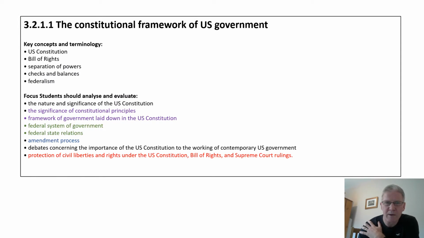Okay, as you can see here, the specification shows this. Because it talks, as you see in the purple there, about the principles and the framework. It talks about the federal structure, and you have to understand this. It talks about the amendment process and how it can be changed, whether or not that works or it doesn't work. The bit in red is red because I don't want you to worry too much about rights as a 25 mark question yet. It's so much clearer when we do the Supreme Court later on in the year. So don't worry about that too much now.